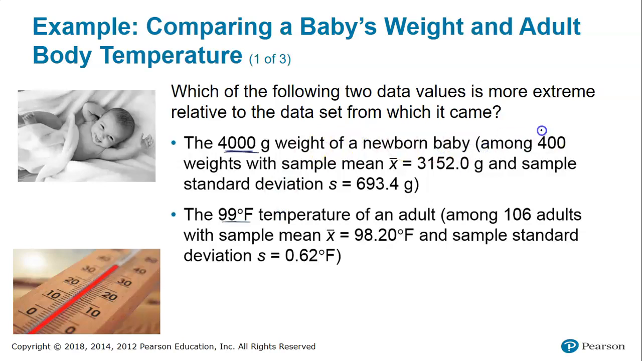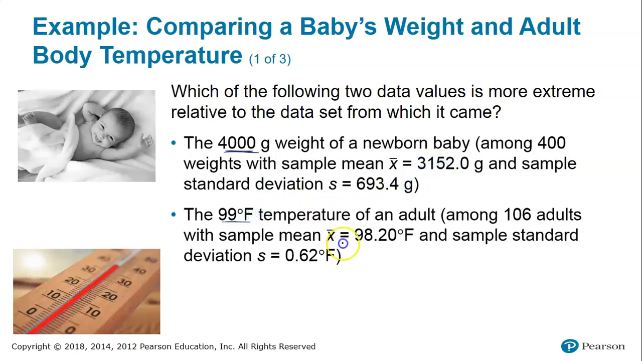And so we're given this other information here. It says among 400 weights with a sample mean given and a sample standard deviation. So we're going to take this baby that weighs 4,000 grams, and we want to see how it compares to basically the mean that's given for the babies.